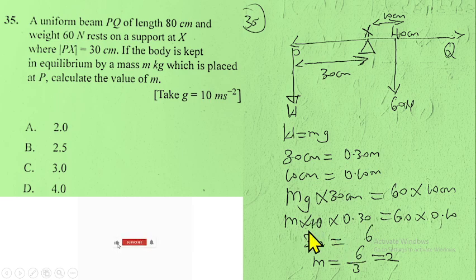If you multiply this, that gives us 3m, and if you multiply the right hand side as well, that will give us 6. Now if you divide both sides by 3 to get the m, the mass, it gives us 2. So the mass is 2 for this weight at P. And option A is the correct option for question number 35.